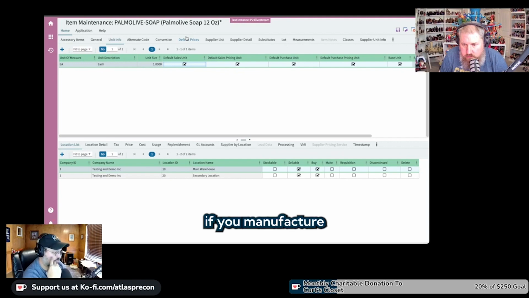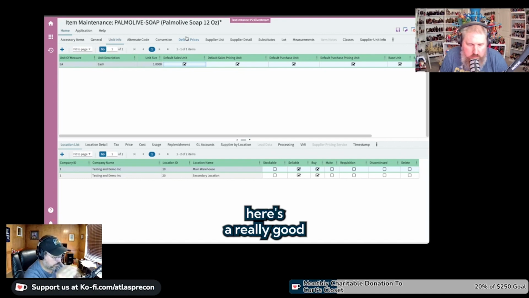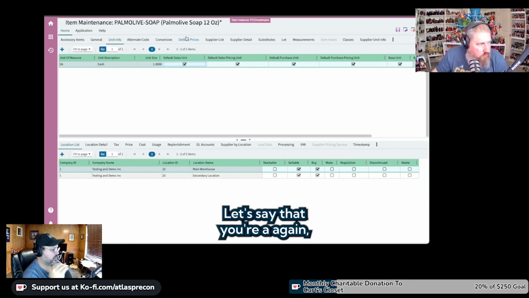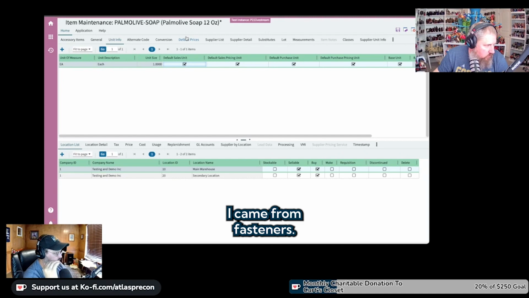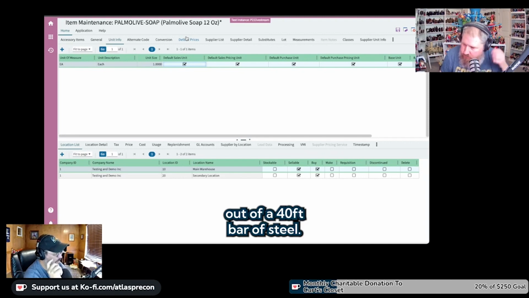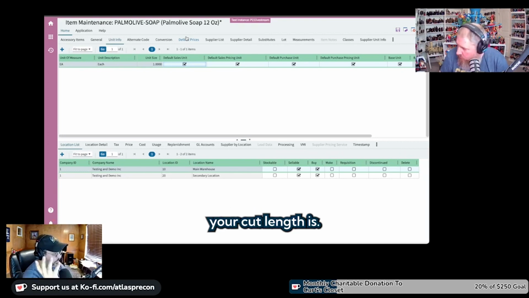If you manufacture or if you do a lot of production, which I guess could be considered the same thing, here's a really good real life example. I came from fasteners. Let's say you're making bolts out of bars of steel. You're making a 4-inch bolt out of a 40-foot bar of steel. You can make however many bolts out of one bar based on whatever your cut length is.